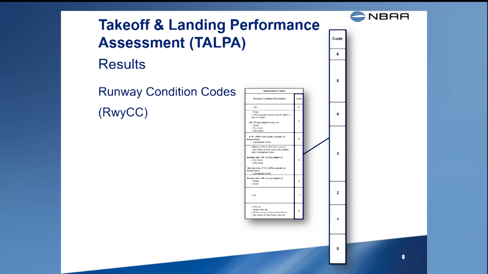These codes have replaced the runway friction readings, or mu values, so familiar to pilots in the past. Mu values have been deleted because the TALPA committee was unable to find any direct correlation between these friction values and an airplane's stopping performance.